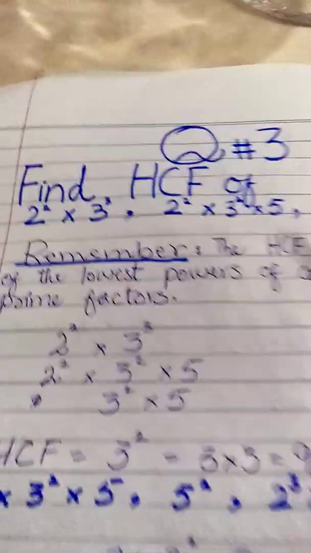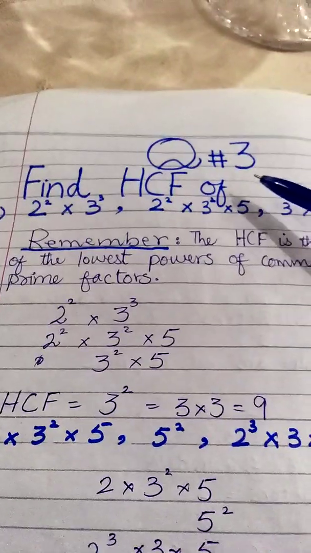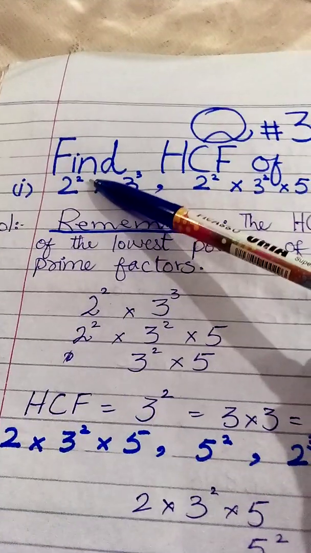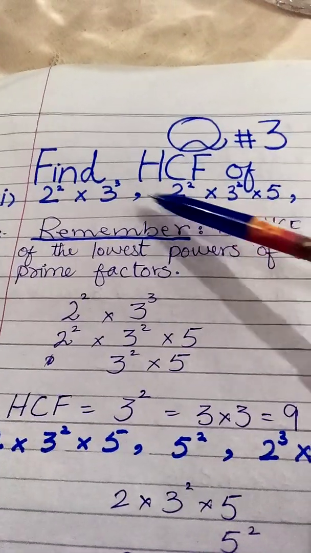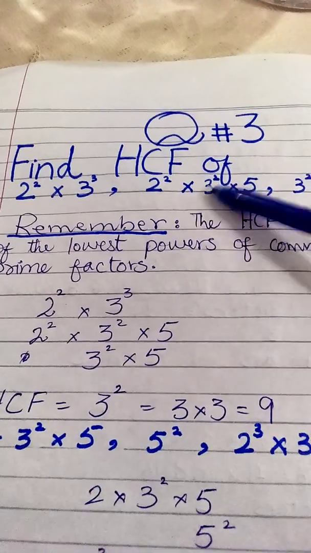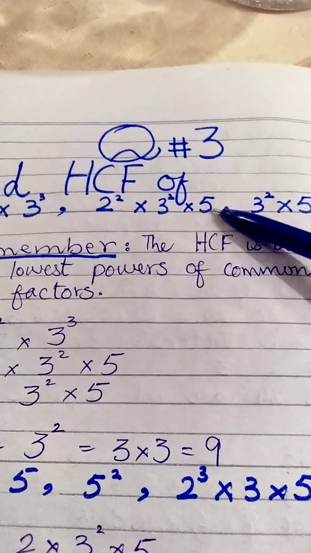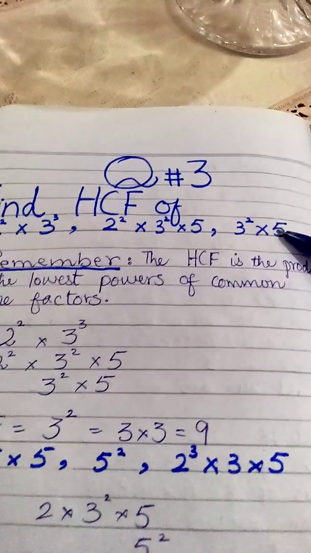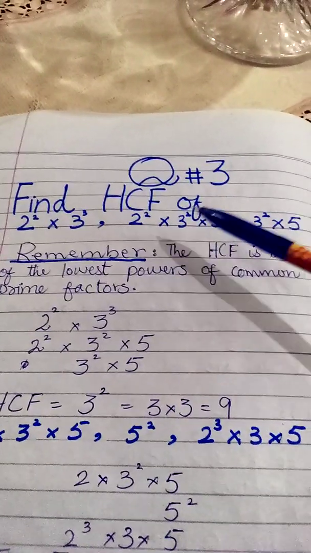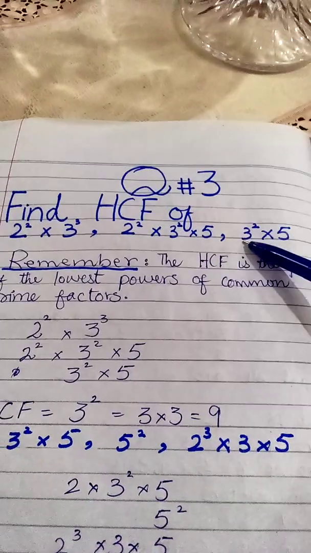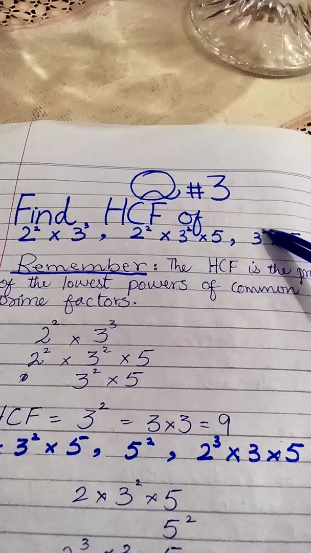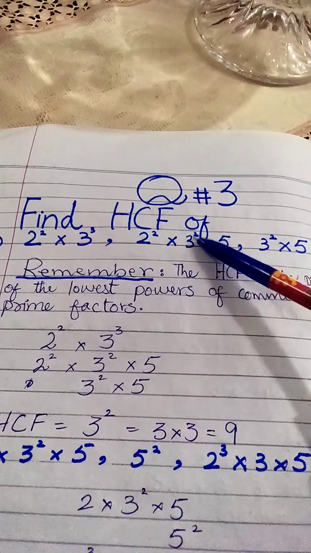Students, let's do question number 3. Question number 3 is: find the HCF of 2 raised to power 2 into 3 raised to power 3, comma, 2 raised to power 2 into 3 raised to power 2 into 5, comma, 3 raised to power 2 multiplied by 5. Now, to find this, the three pairs of prime numbers are given in exponential form. This power form is called exponential form.